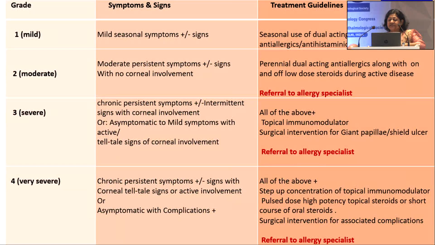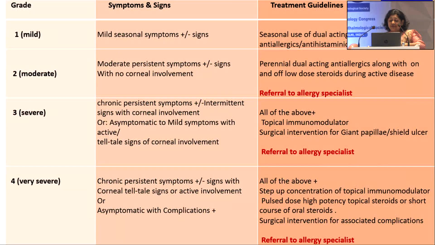Moderate are persistent symptoms with or without signs, with no corneal involvement. In severe ones, the symptoms become more chronic and persistent, or they could be intermittent signs with corneal involvement. The patient could also be asymptomatic and just have some telltale signs of corneal involvement, like a corneal scar, indicating an old healed shield ulcer.